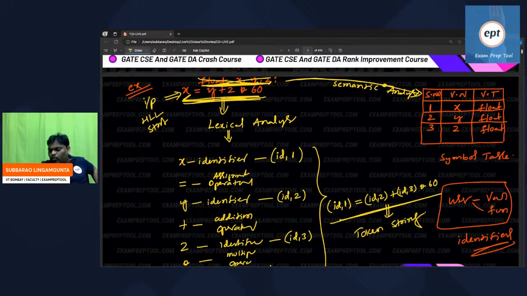From now onwards, the other phases will see X as ID1. Which one?